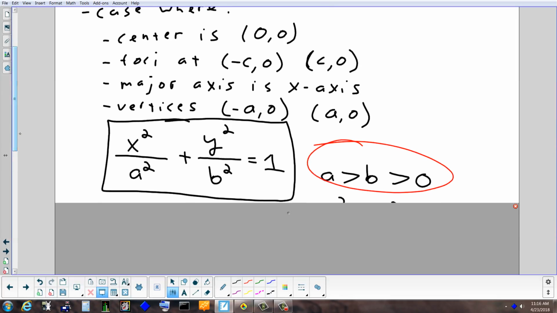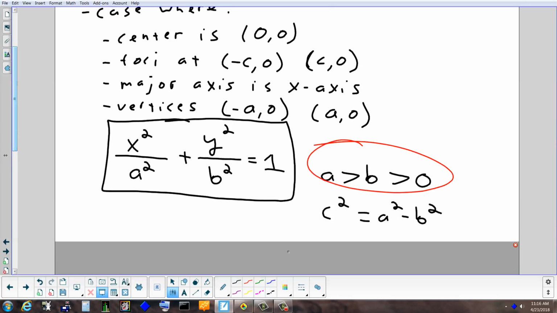Now, the other thing is we don't know what b is. a is the distance from the center to the vertex. c is the distance from the center to the focus. Well, this formula right here tells you how to get b. It looks kind of like the Pythagorean theorem, but it's definitely not. It's c squared equals a squared minus b squared. That's an equation that's always true for an ellipse. So as long as you know 2 out of 3 of these letters, you can find the third one.